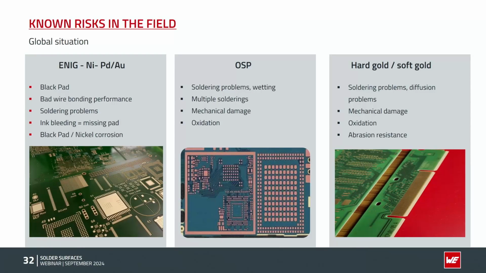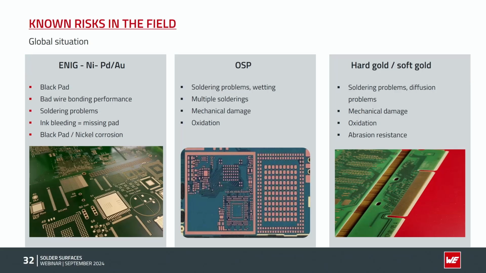ENIG or similar surfaces, there's the keyword black pad. So this was mainly the first generation of this solder surface. Today we are talking about the second generation of ENIG, and in our company we don't know the failure of black pad with our products. So we haven't had black pad over the past years at all. Okay, so black pad comes from nickel corrosion, but we don't know that.